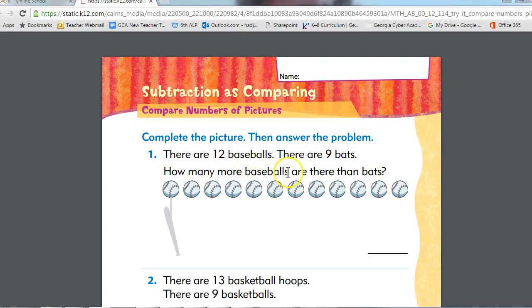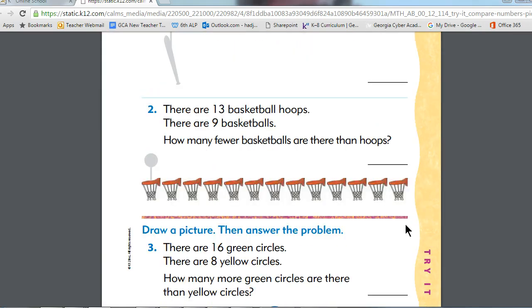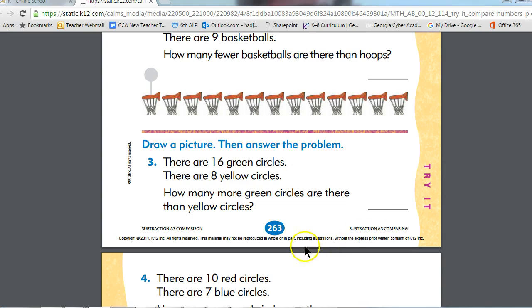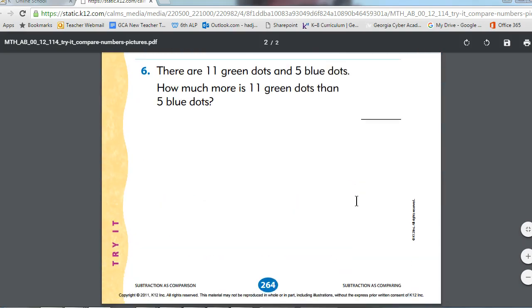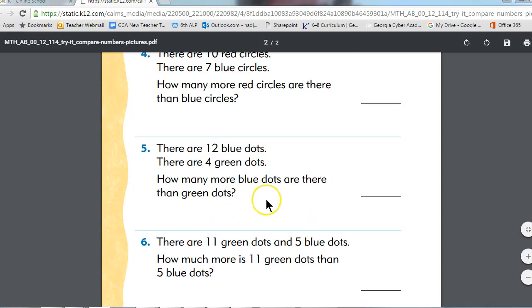Now, how many more baseballs are there than bats? If you said 3, you are correct because 3 of your balls should not have matched to a bat. So boys and girls, this is like the other page we did. This is just more practice. So we have some more questions. When you get to question 3, you will draw circles. You're going to see how many more green circles than yellow circles. So I want you to pause and work through those with your learning coach.